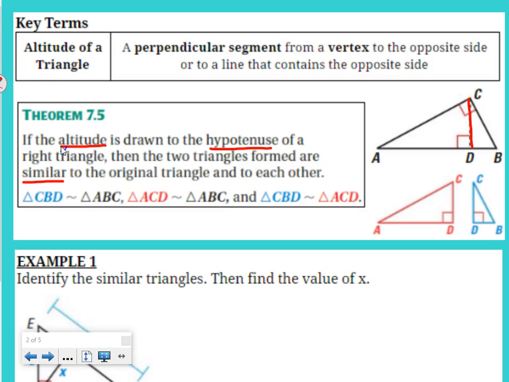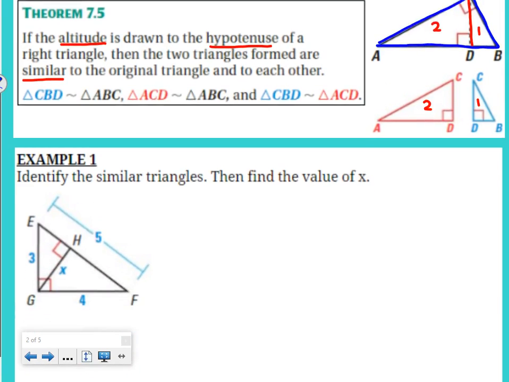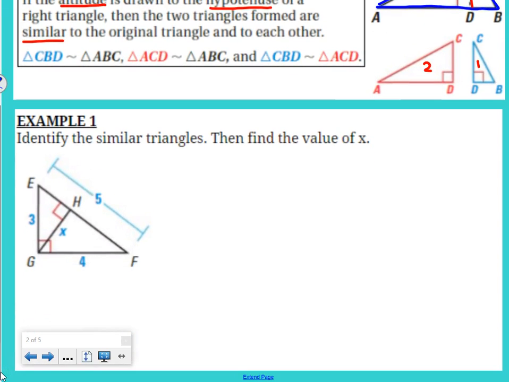We have triangle 1, we're going to call this little small triangle right here. Triangle 2 is this triangle right here. And then triangle 3 is just your original triangle, triangle ABC. They're right triangles and they are similar. So using this theorem in example 1, identify the similar triangles, then find the value of x.